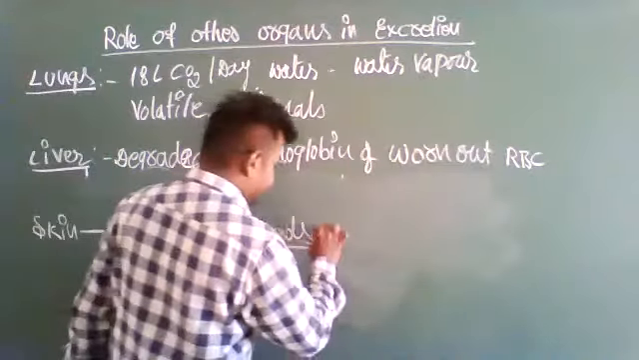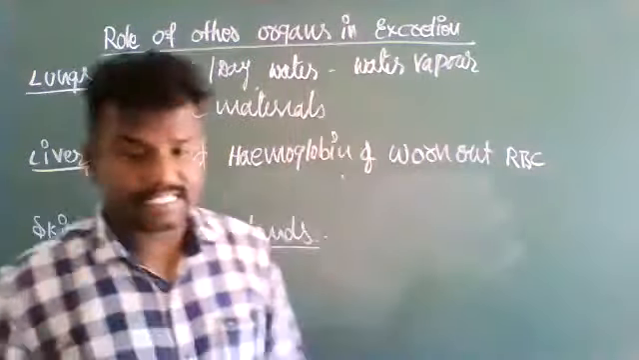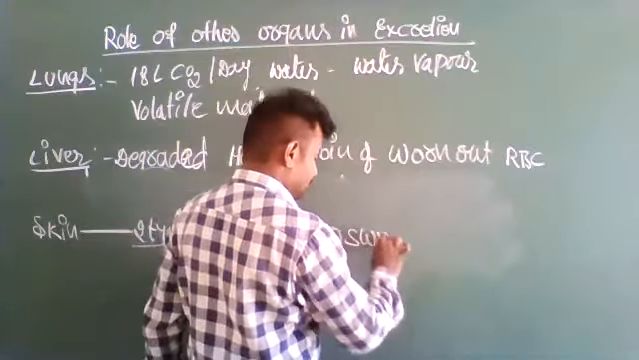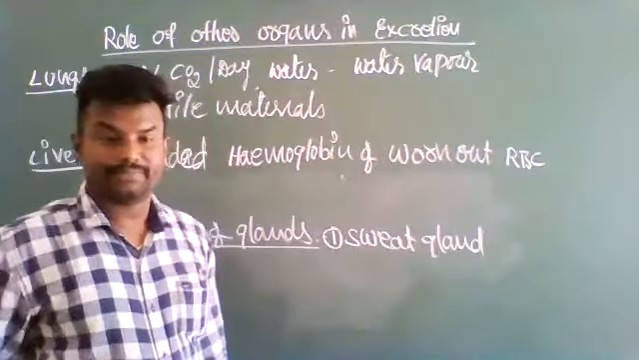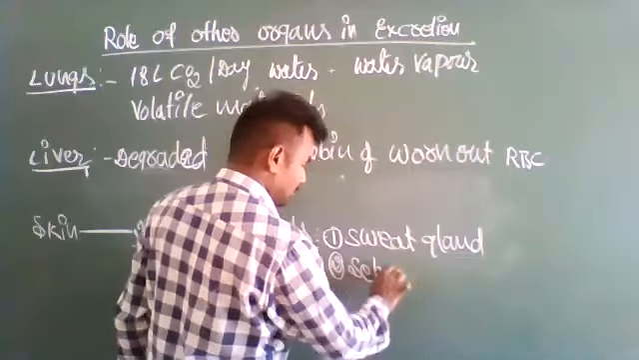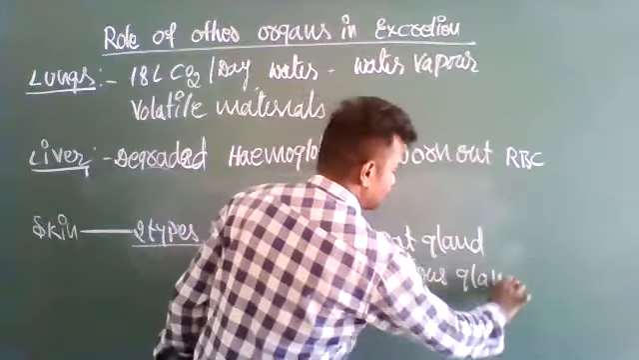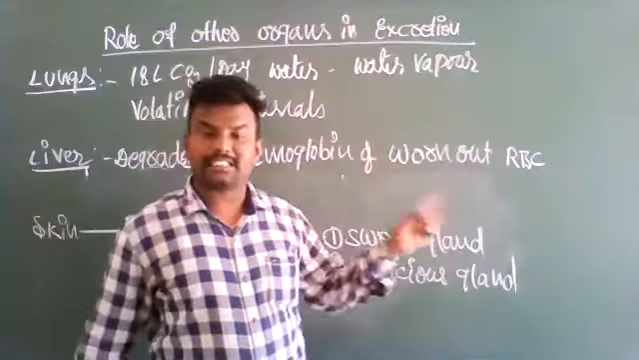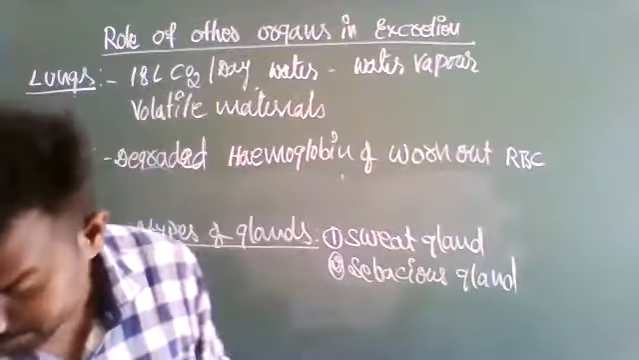Human skin possesses two types of glands. One is the sweat gland. Another one is the sebaceous glands.